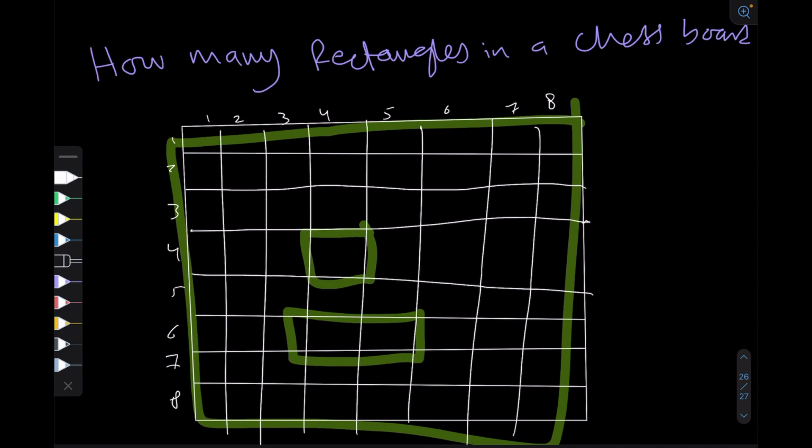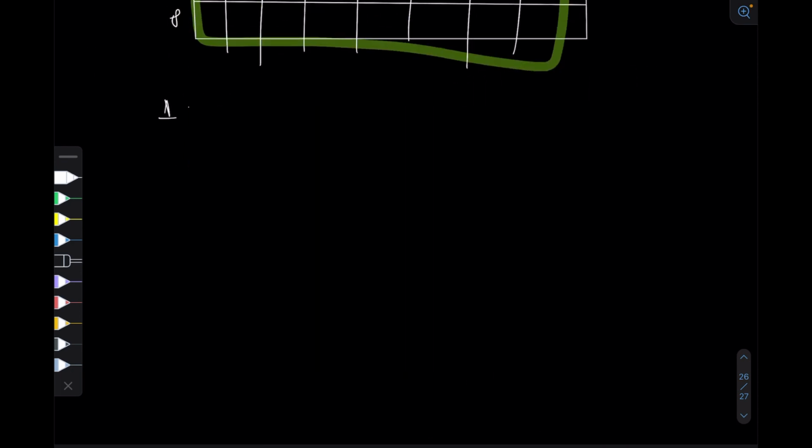So when you start off with this problem, a major problem is that a chessboard is an 8 by 8 board, and that's pretty big. So working with it could be a little hard. So what we can do is start with smaller numbers and look for patterns. So if we have a 1 by 1 square, there's just one rectangle, that's the only square.